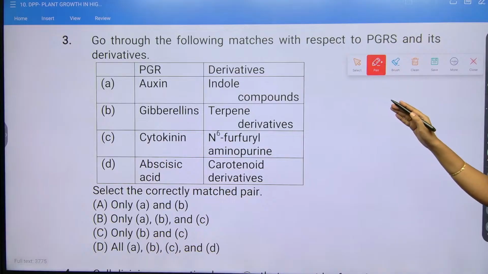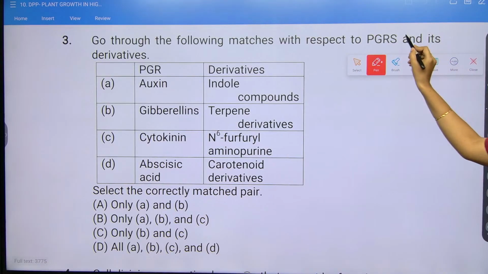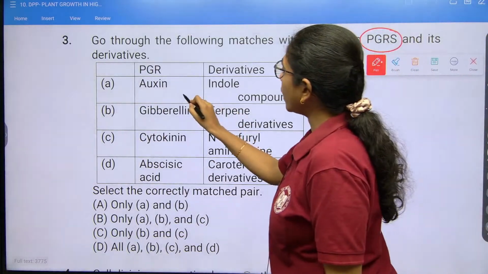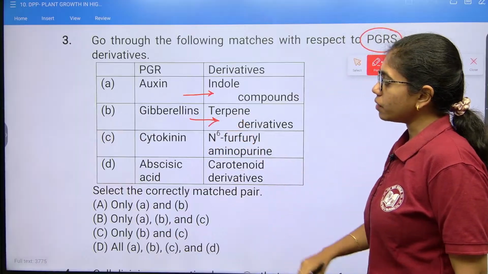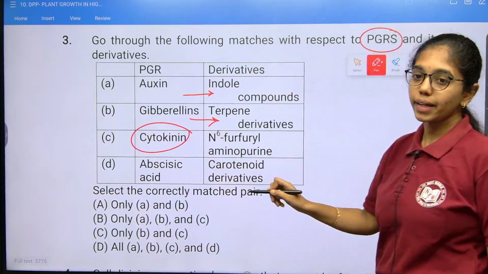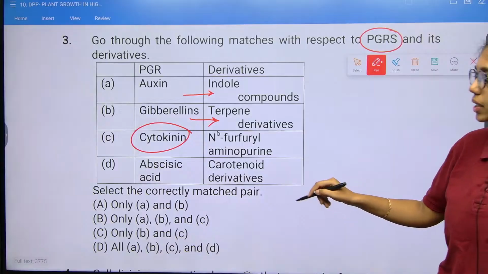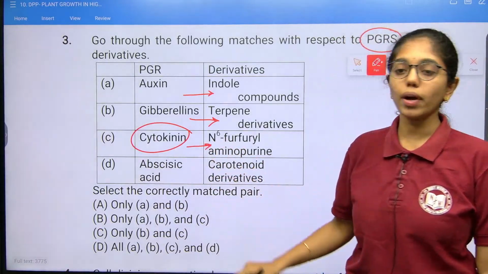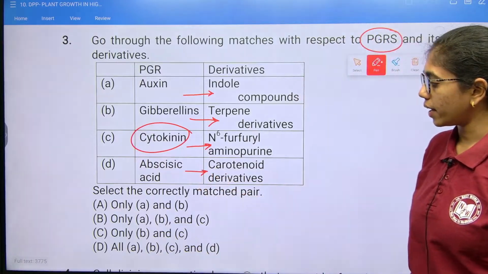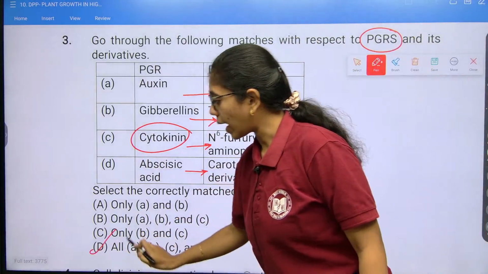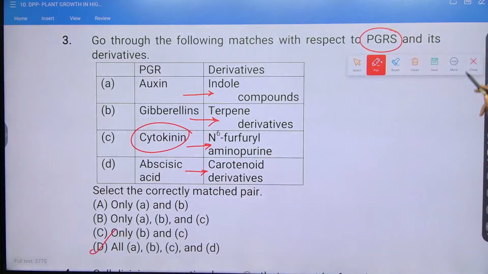Go through the following matches with respect to plant growth regulators and their derivatives. Auxins are indole derivatives, Gibberellins are terpene derivatives, cytokinin are adenine derivatives, and the statement given in the NCERT is N6-furfuryl-aminopurine. Abscisic acid, carotenoid derivatives. So all the above are correct only, right ma? Next question.